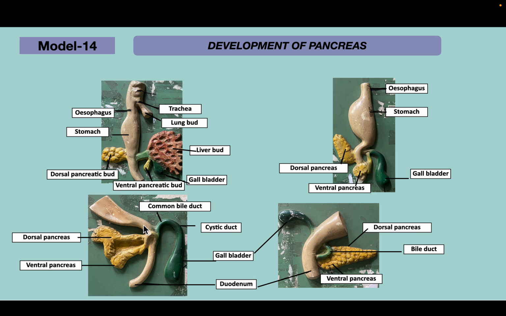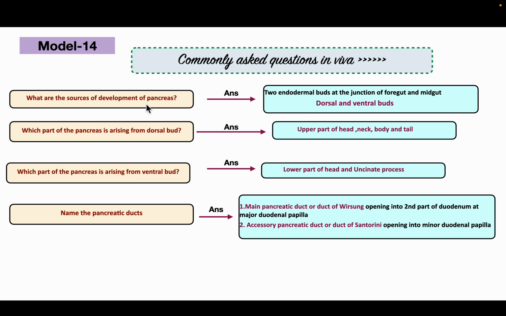Then with the rotation of the gut they come on this side and the gallbladder is coming on this side. So here cystic duct is developed, then common bile duct is developed. So these are visible in this model. So keeping in mind, what are the questions which can be asked? What are the sources of the development of pancreas? Two endodermal buds at the junction of foregut and midgut, dorsal and ventral buds.